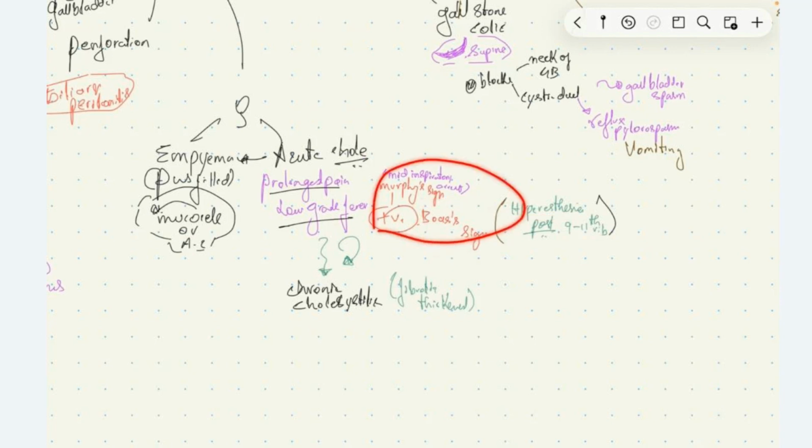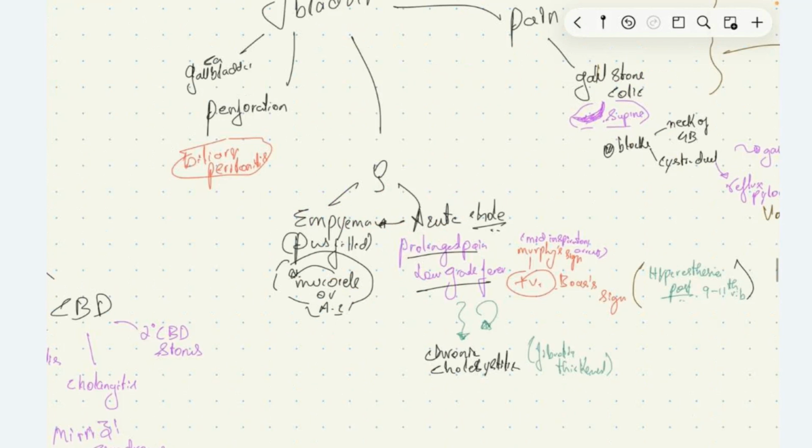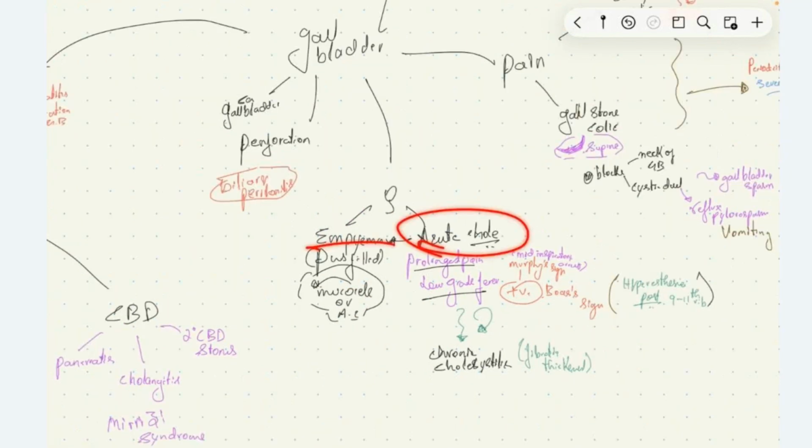Then we have recurrent acute cholecystitis, which will cause a fibrotic and thickened gallbladder, usually picked up in USG, called chronic cholecystitis. The subtype of acute cholecystitis we have is empyema. Empyema is pus-filled gallbladder secondary to infection. The patient can have empyema. It may be due to severe acute cholecystitis or secondary infection of mucocele of gallbladder.